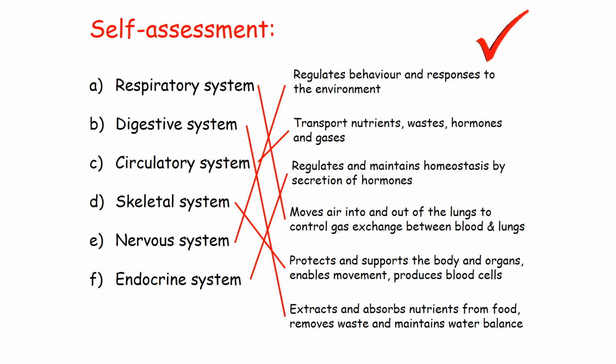Okay, so let's see how we got on. So the respiratory system moves air in and out of the lungs to control gas exchange between blood and the lungs. The digestive system is responsible for extracting and absorbing nutrients from food, removing waste and maintaining a water balance. The circulatory system, also known as the cardiovascular system, transports nutrients, waste, hormones and gases around the body. The skeletal system is responsible for movement. It protects and supports the body and organs. It also produces blood cells. The nervous system regulates behavior and responses to the environment, and the endocrine system regulates and maintains homeostasis by secreting hormones.